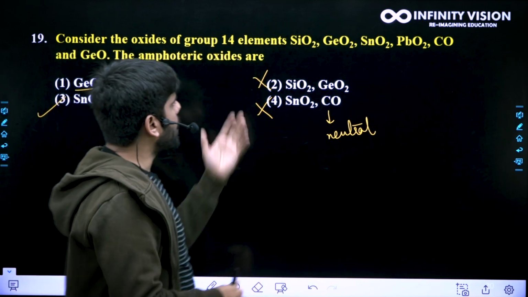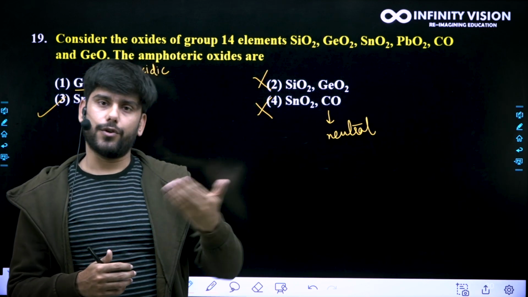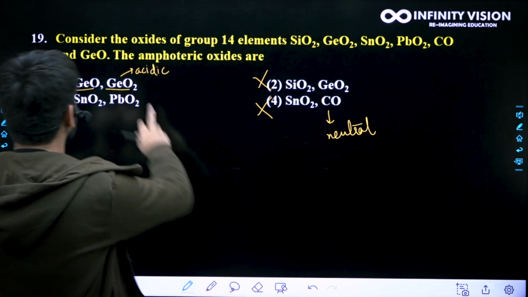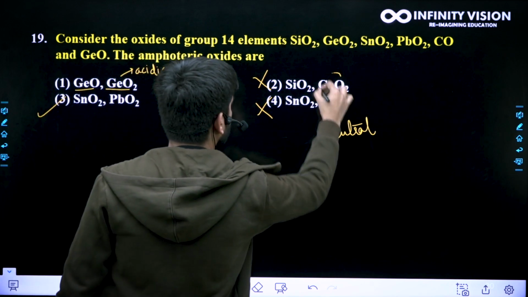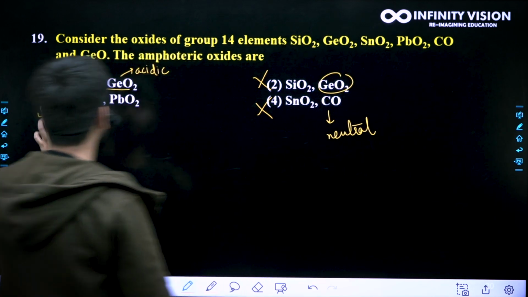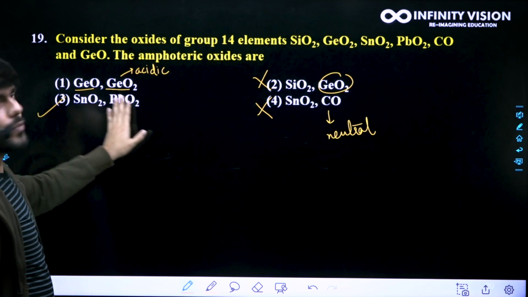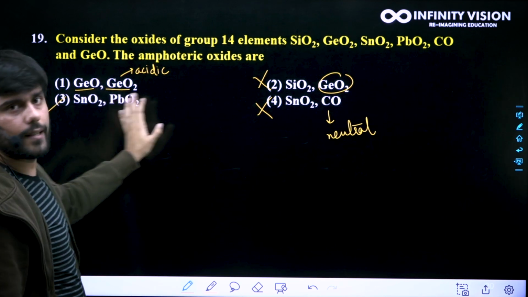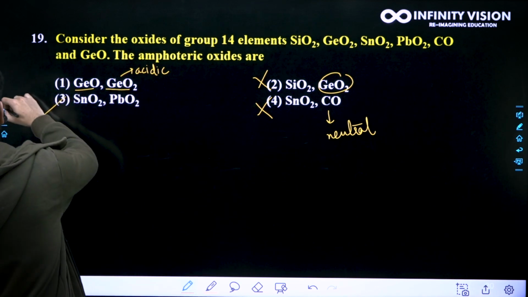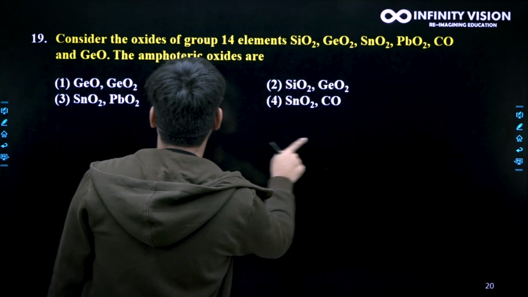group 14. Apart from them, we have CO2, which is again acidic, right? So acidic oxides, here we have got this, which is acidic. CO is neutral, so we are left with the third option. SnO2 and PbO2, the oxides of tin and lead, they are amphoteric in nature. Let us discuss the next question.